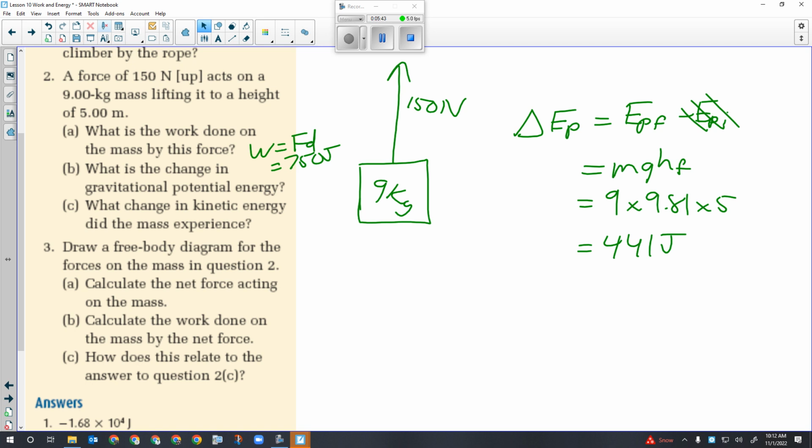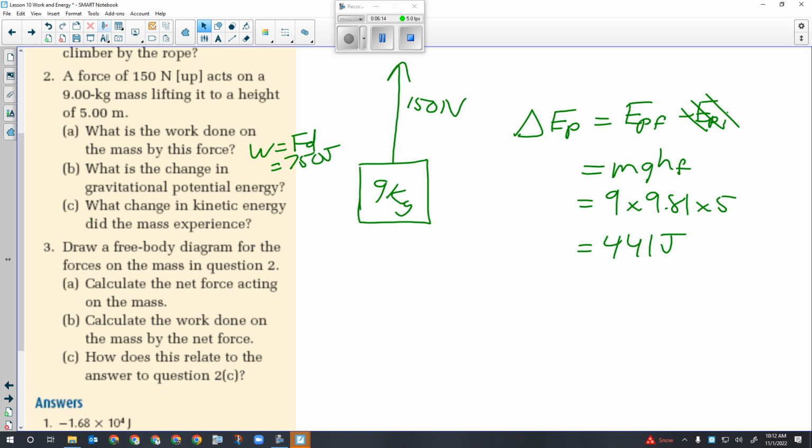750 joules. So we did 750 joules worth of work, but only 441 of it was used to change the potential energy. What was the rest used to change? The kinetic energy. These are the only two options. Either it did work against a non-conservative force, or it changed the kinetic energy of the object. Since no non-conservative forces were mentioned here, we have to say that all the rest of it went into changing the kinetic energy, and that's how we solve part C.